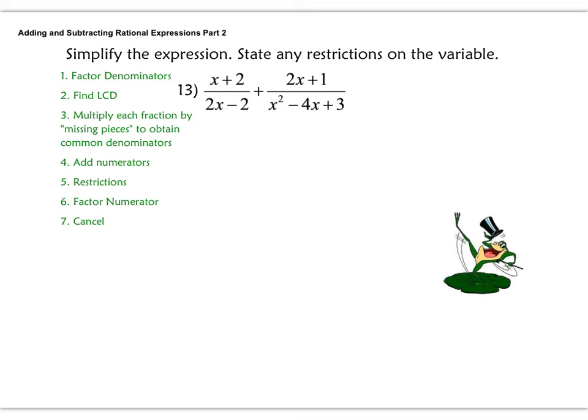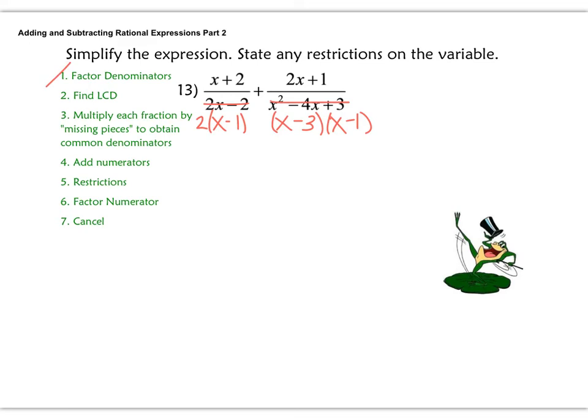I believe we got 2 to go if my memory serves me correct. All right, so number 13, there is no minus to distribute, so we're good there. So step 1, factor denominators. I can take a 2 out of the first one. And the second one will factor to x minus 3 and x minus 1.